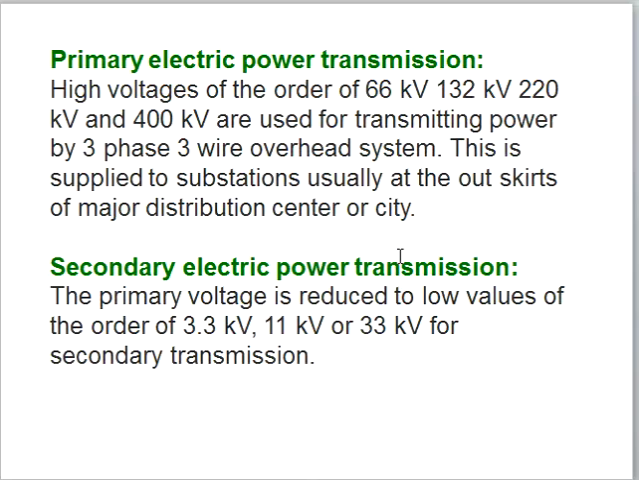For the secondary electric power transmission, this works for smaller voltages than these, which are 3.3 kV, 11 kV, or 33 kV. These are the numbers that most substations use. These are fixed, standard numbers.